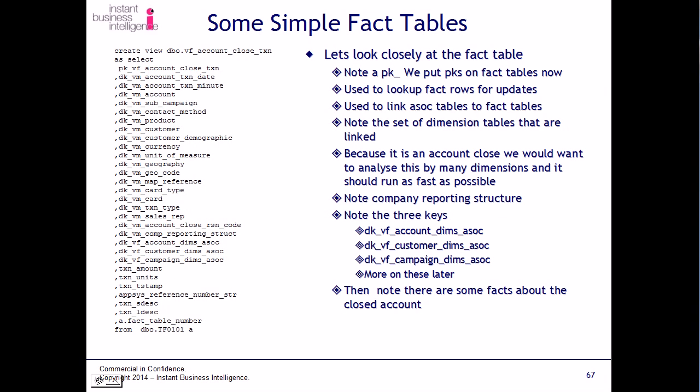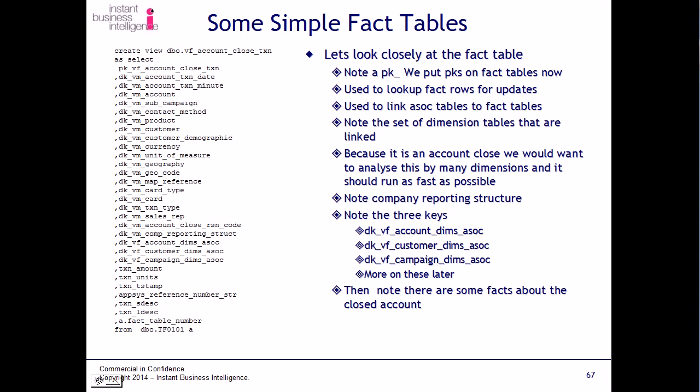So you can see the number of keys on the fact table, and this is very typical of BI4ALL fact tables, that we have lots of keys. So you notice we say the three keys: Account DIMS Association, Customer DIMS Association, Campaign DIMS Association. We'll put more on those later.